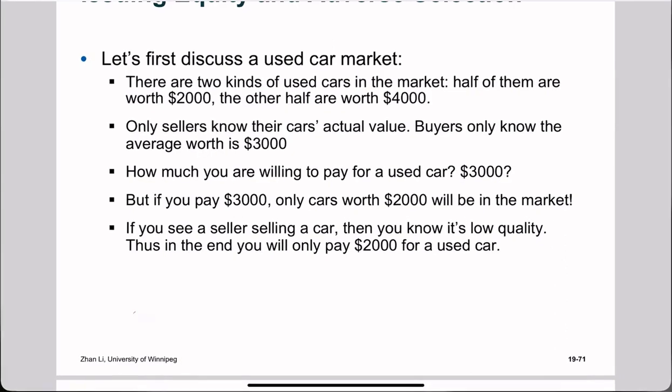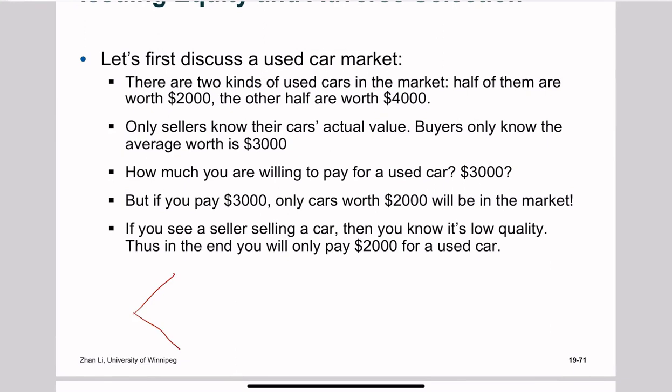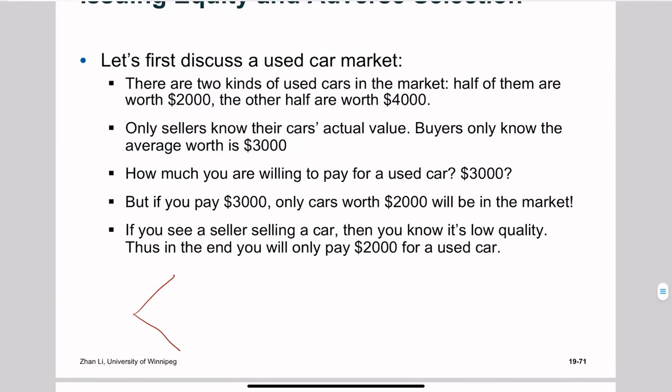So let's say there are two kinds of used cars in the market. So we have two kinds of cars, and 50% of them are bad cars. So their value would be just $2,000, and the other half would be better cars. So their value would be $4,000. And the two values will happen with equal probability.